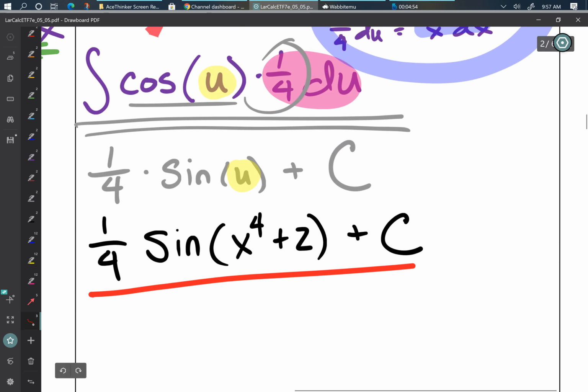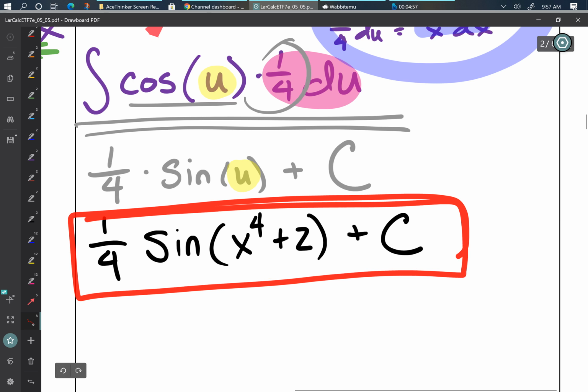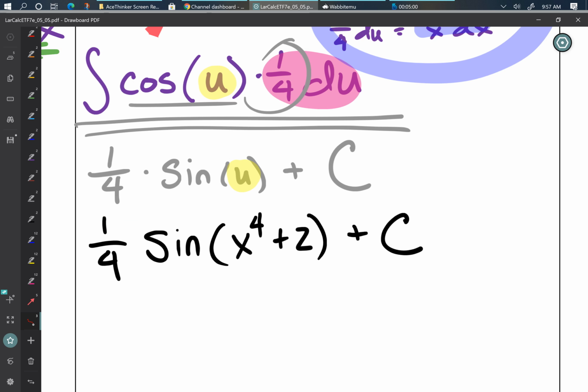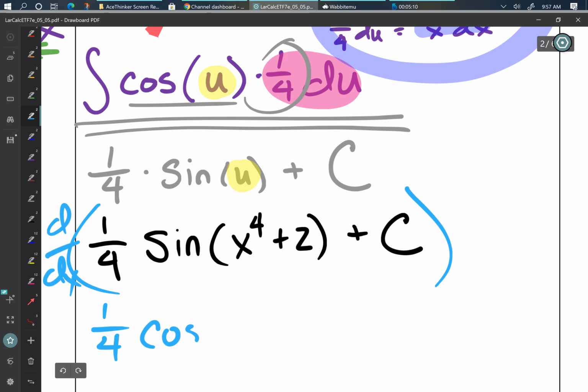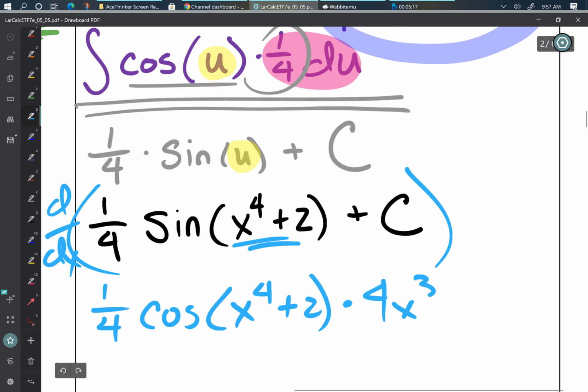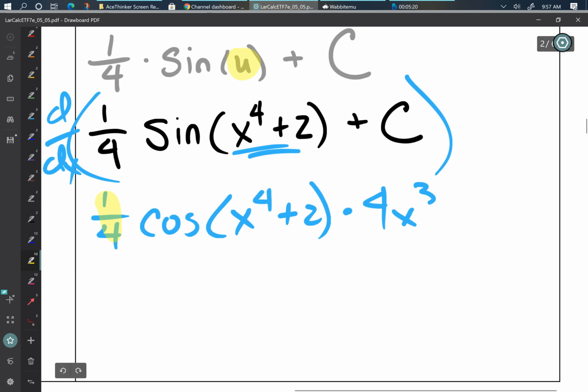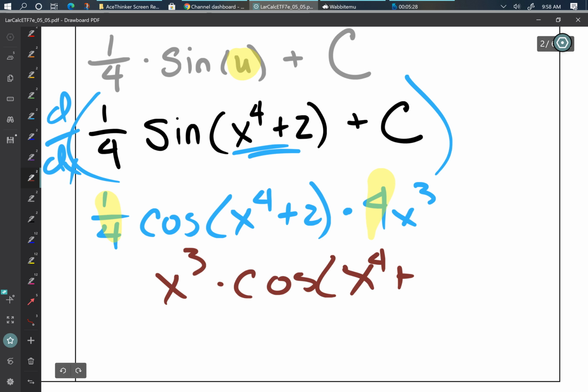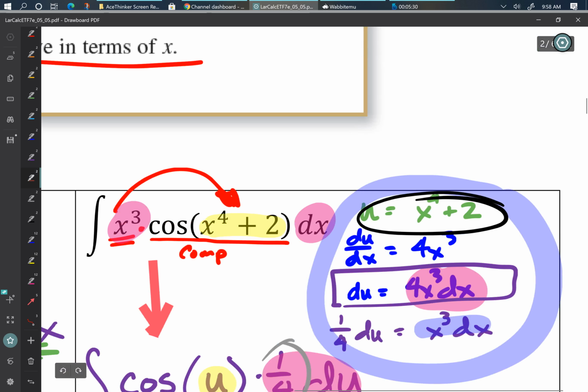Again, if I was unhappy with this, or if I was concerned that this was the correct solution, I would just simply take the derivative of that to make sure it works. So the derivative, if I differentiate this with respect to x, I'm going to have 1/4 times the cosine of x to the 4th plus 2 multiplied by the derivative of this, which would be 4x cubed. The 1/4 out in front and the 4 are going to cancel, and that's just going to give us our x cubed times the cosine of x to the 4th plus 2, which is our original integrand.